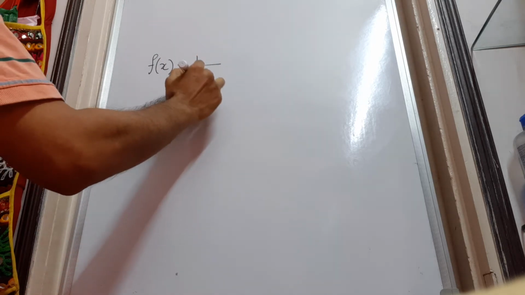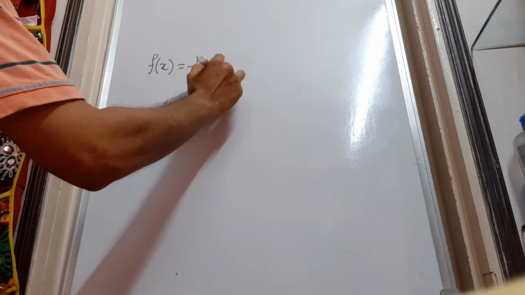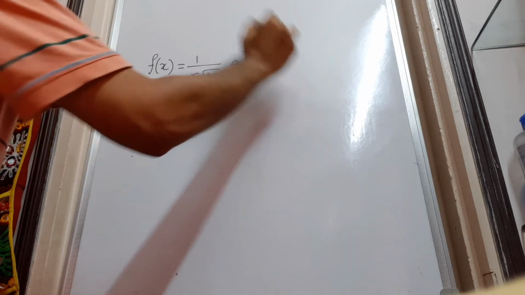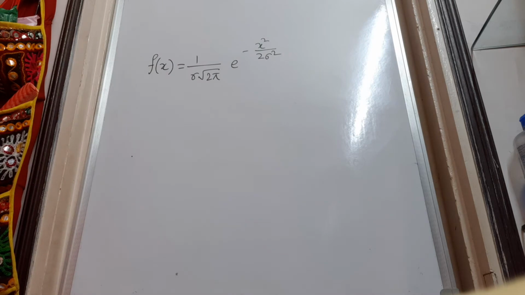Okay. Today we are going to see the details about chi-square distribution. We all know the normal distribution as 1 by sigma root 2 pi e to the power minus x square by 2 sigma square. This is the normal distribution.